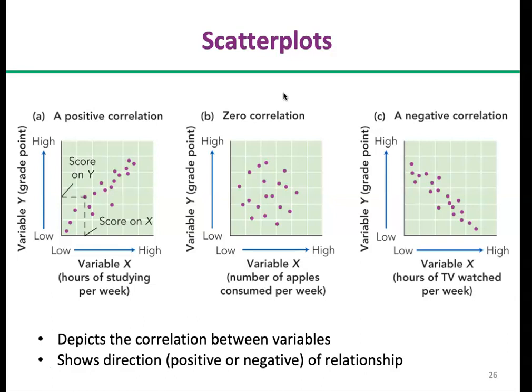Here's some more examples of scatter plots. That's what the visual is called. Yeah, so variable Y, grade point average, hours of studying per week, and as you expect, it would be a positive correlation. 0 correlation, again, grade point average and number of apples consumed per week, none. And then grade point average and hours of TV watched would be a negative correlation.